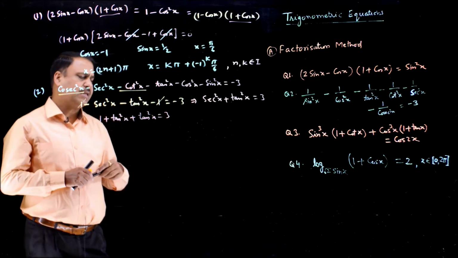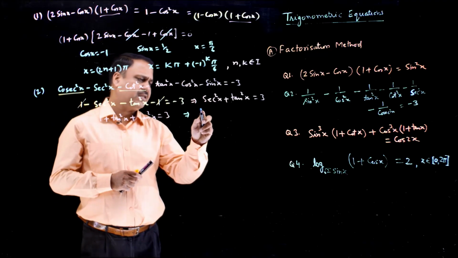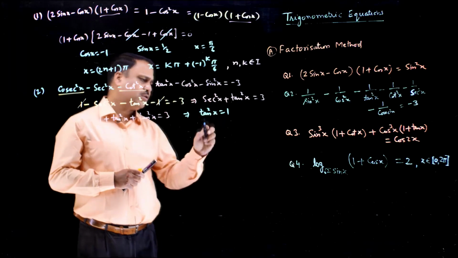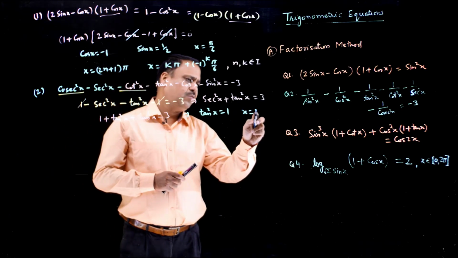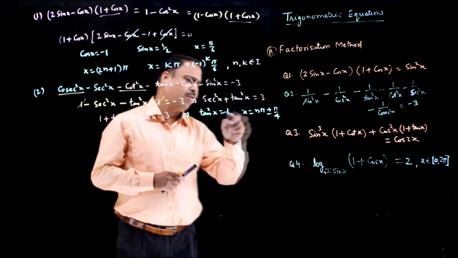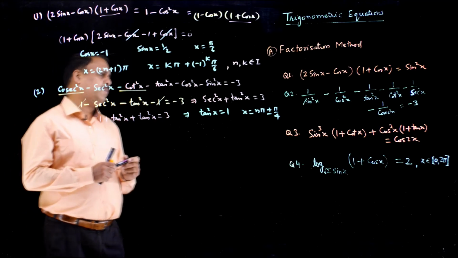Or 2 tan square x is equal to 2, or tan square x is equal to 1. So from here you are getting this is equivalent to tan square x equal to 1. So its solution will be x is equal to n pi plus minus pi by 4. Solution of this equation: tan square x is equal to tan square pi by 4.